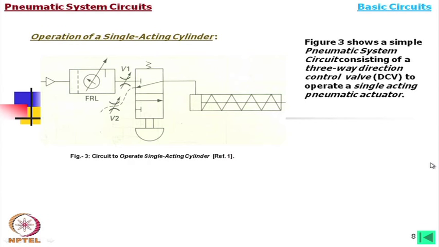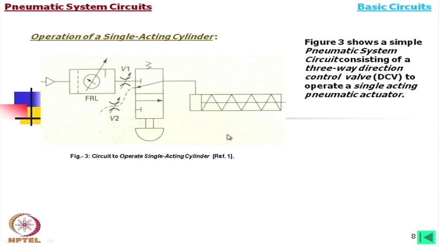Now, we shall come to the basic circuits. This is the operation of a single acting cylinder. Looking at this figure, you have to recognize such components. So, this is the cylinder. What type of cylinder is it? It is a single acting, and these lines, the zigzag, are nothing but a spring.